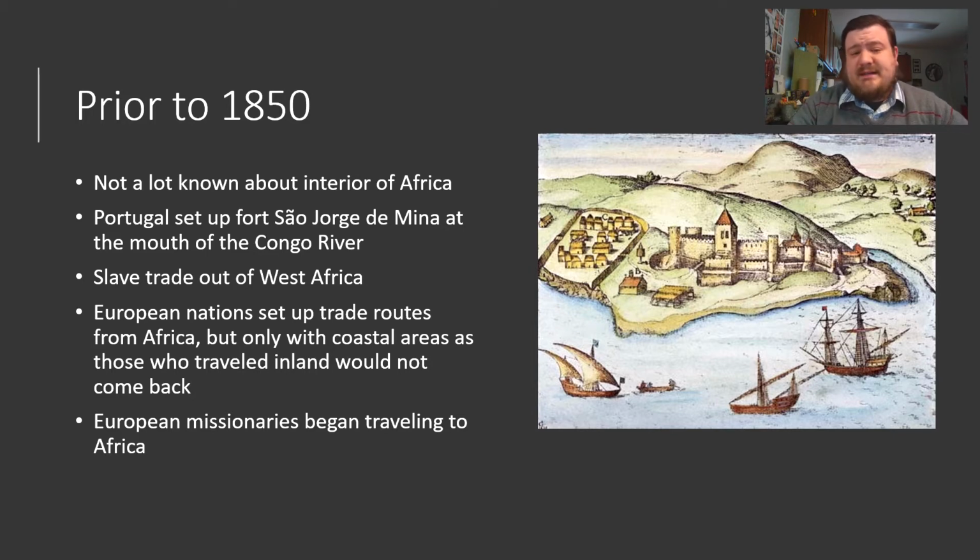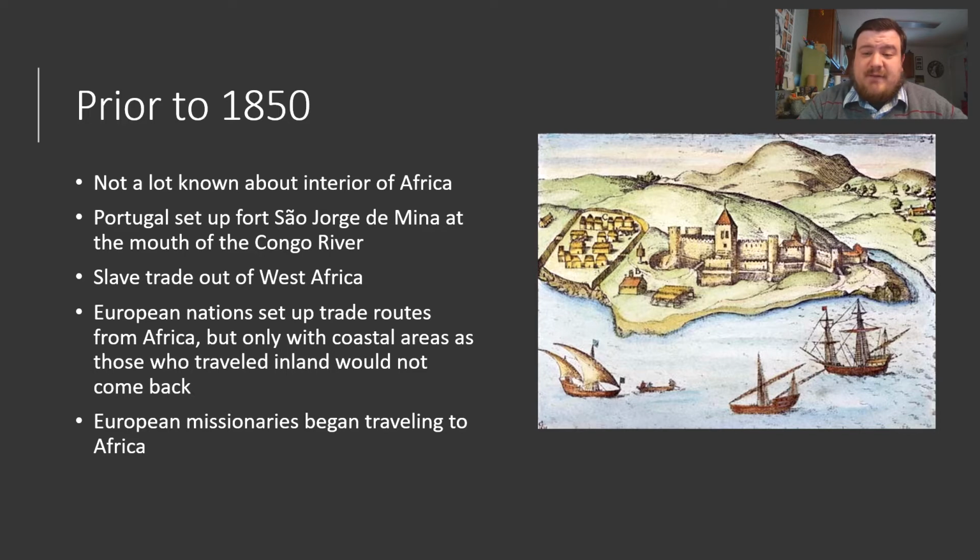Now, in the late 1400s, the Portuguese set up a fort at the mouth of the Congo River. A little bit later, the slave trade started to go out from the West African coast. European nations had set up a lot of trade routes from Africa, but they only dealt with coastal areas. If they wanted anything from the interior of Africa, they relied on tribes that would travel inwards and retrieve what they needed. Now, a little bit later, European missionaries began traveling into Africa in an attempt to convert Africans to Christianity.